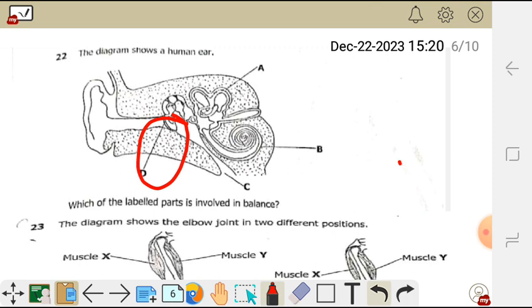The eardrum here is involved in transmission of the sound waves from the outside to the inner ear via these bones, which are the stapes, incus, and the malleus. Those small bones, the smallest bones in the body, are found here. Those bones transmit the sound wave to the cochlea. Then this one is involved in maintenance of pressure in the ear. But for balance, it is the semicircular canal, which is A.